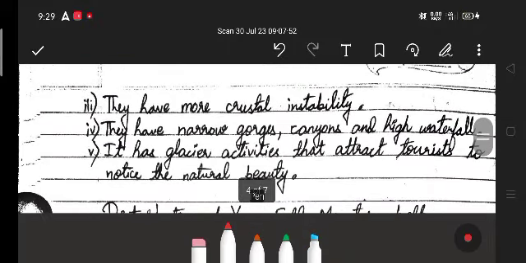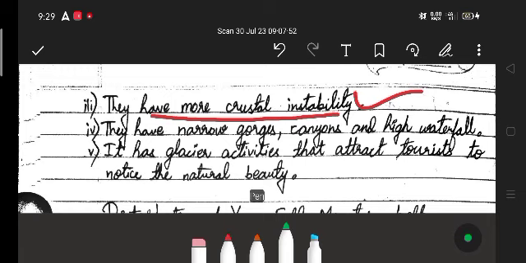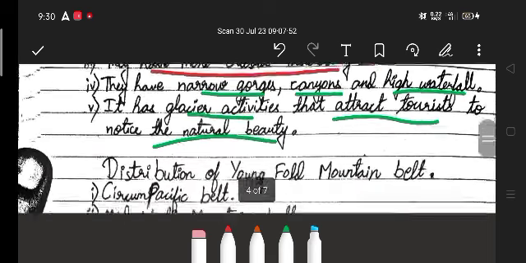Young fold mountains have more crustal instability because they were formed about 25 million years ago, which is why they are called young fold mountains. It is the crustal instability that helps in the formation of young fold mountains. They have narrow gorges, canyons, and high waterfalls, and they also have glacier activities that attract tourists to see the natural beauty.